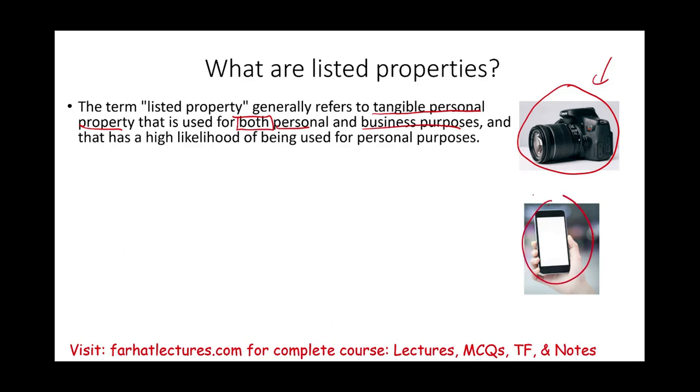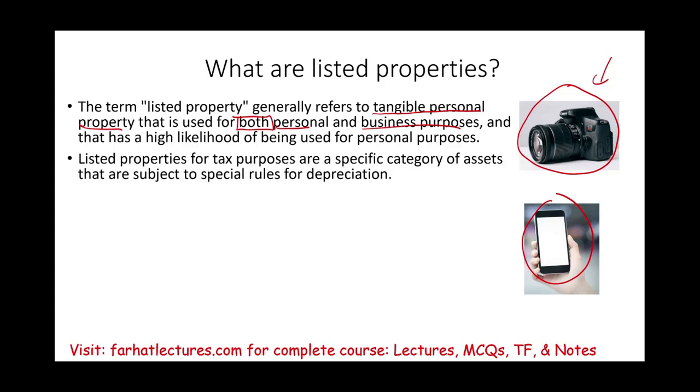Same thing with a cell phone. You could use it for business. You could also use it for personal. So as far as cost recovery or depreciation is concerned, listed properties for tax purposes are a specific category of asset that are subject to special rules for depreciation. So for these assets, we have to follow specific rules when we depreciate them.